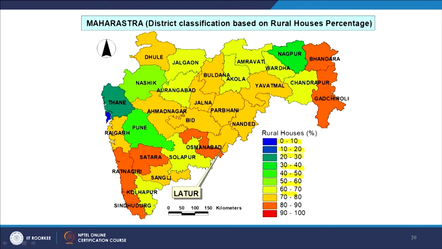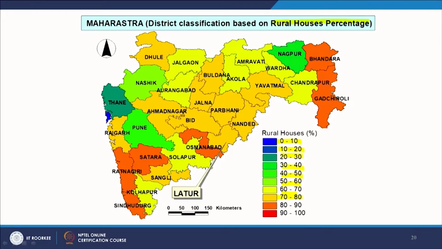Very simple, very standard one, and this classification was done on the rural houses percentage, assuming that houses in rural areas in India are not very designed houses and do not use cement or RCC columns and beams. They are just maybe made from mud, stone and other things. So, they are vulnerable during earthquake events.